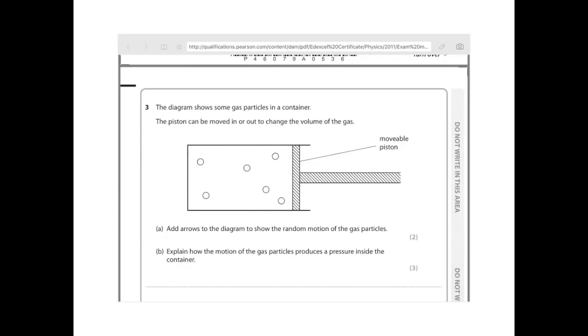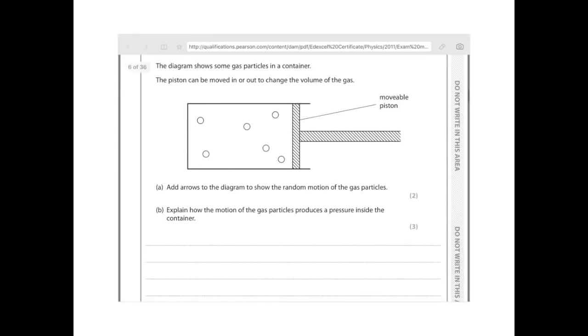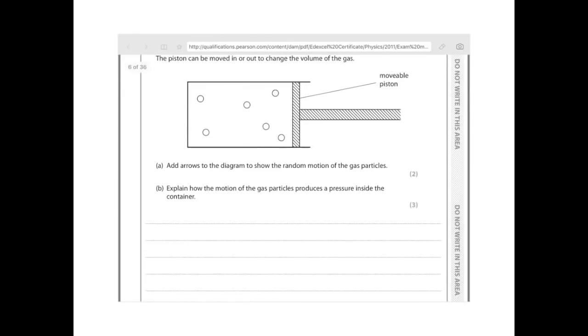The piston can be moved in or out to change the volume of the gas. Add arrows to the diagram to show the random motion of the gas particles. Just literally show them just moving around really randomly. Just make sure you add enough arrows. They're just a gas, so it's quite straightforward.